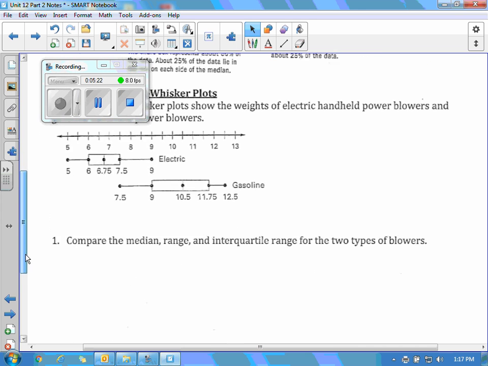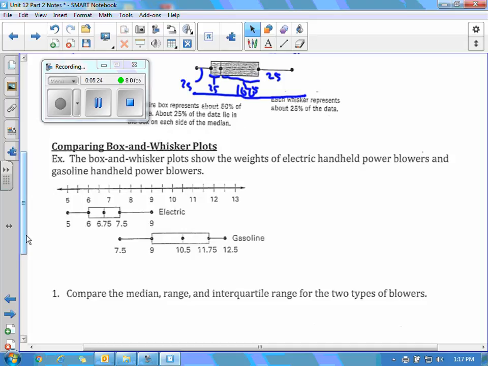I'm going to let you practice down here on the bottom, comparing medians, ranges, interquartile range, all that kind of stuff. So just find each of those for the electric, find each of those for the gasoline, and then compare them to each other. All right, so do your best on those. Let me know if you have questions.